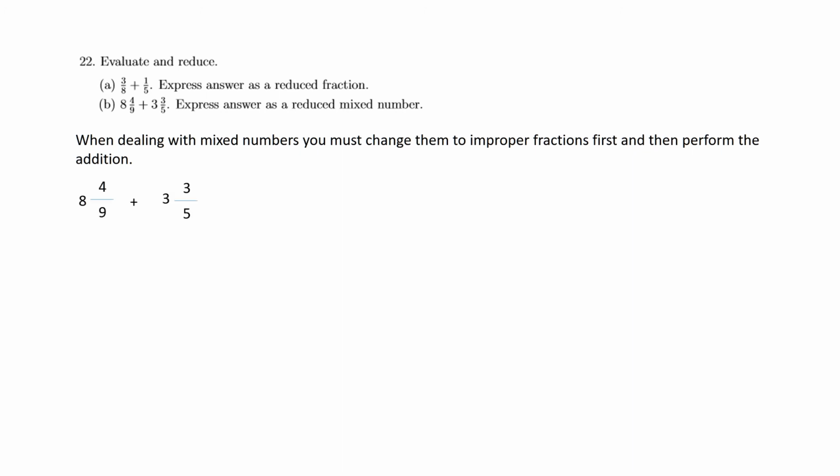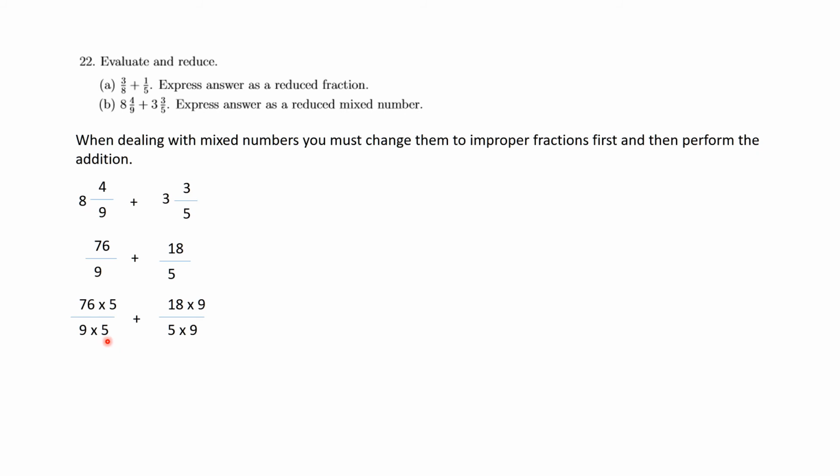Okay, so I'm going to change 8 and 4/9. So 9 times 8 plus 4 over 9 turns out to be 76 over 9. 3 and 3/5, 5 times 3 plus 3 is 18 over 5. Now I need a common denominator. Well, the smallest thing 9 and 5 will both go into is 45.